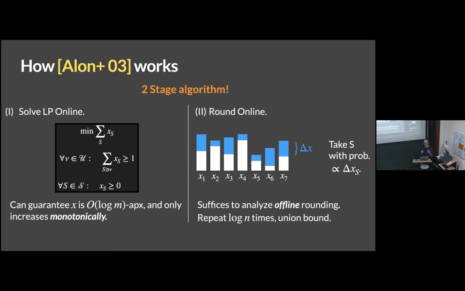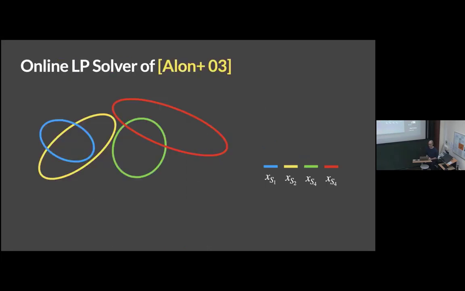Every element is covered with constant probability. We boost this by repeating log n times and then union bound over the elements. Okay, so this algorithm gives a log n log m. Log m because I'm losing log m from the fraction from the approximate solver, and then log n from the union bound from the rounding. Good. Okay, one more slide about the solver.